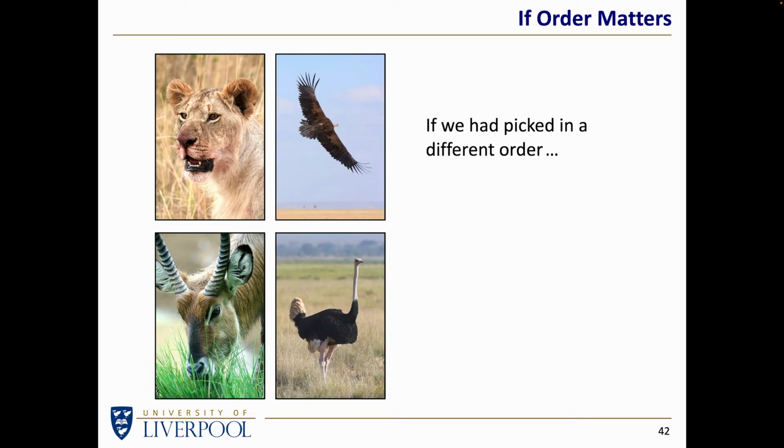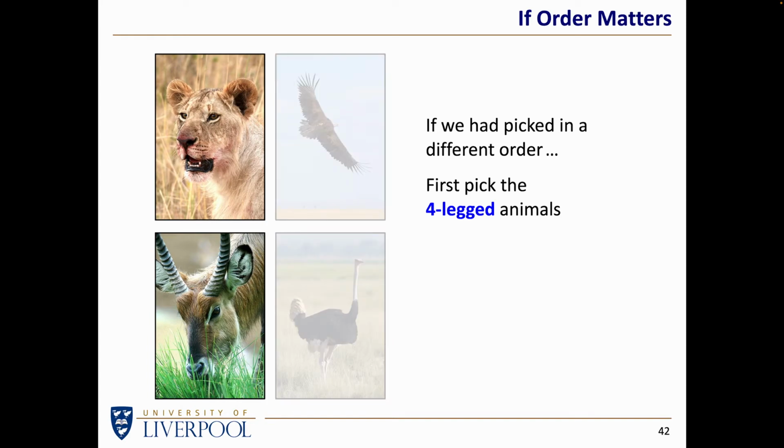And if we do the same again, but this time let's pick in a different order. This time let's pick the 4-legged animals first. Let's go out there, let's shoo away the ostrich and the vulture, and we're just going to pick the lion and the waterbuck and put those to one side. And then we're going to choose from that pairing, we're going to pick out the vegetarian of those 2 4-legged animals.